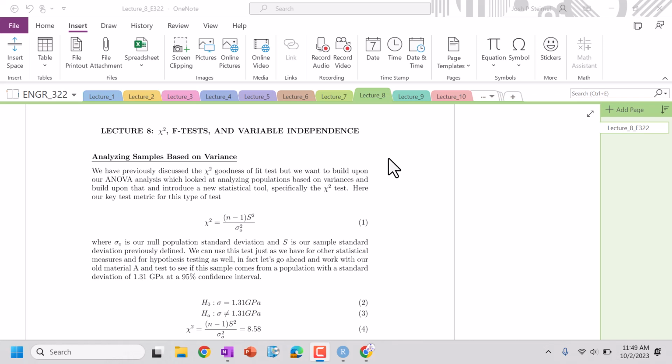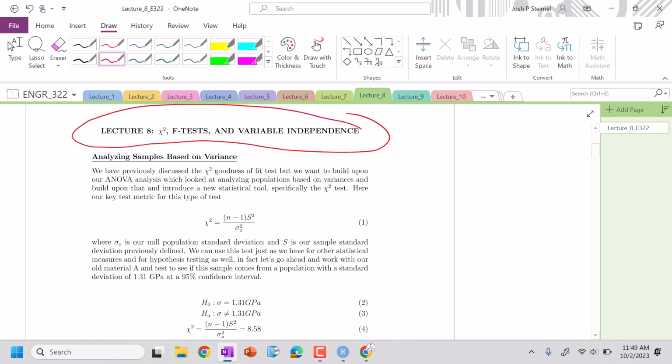Everyone, we are back, and today we are going to start our lecture 8, and we are going to talk about a different type of chi-square test, the F-test, and then variable independence, specifically testing whether we have variables that are independent or if there's some correlation between the two. And this involves a lot of hypothesis testing and things that we've touched on quite a bit before.